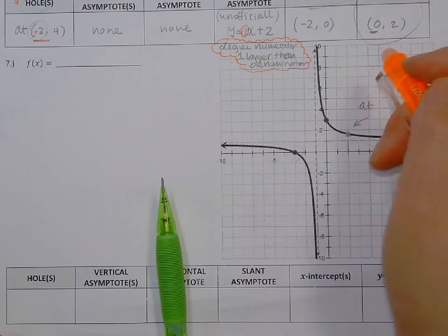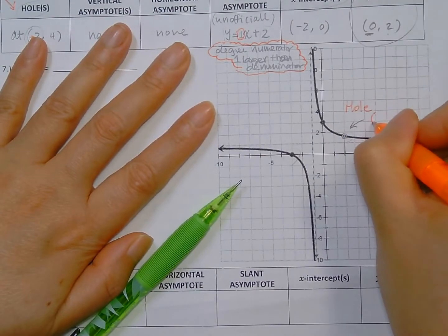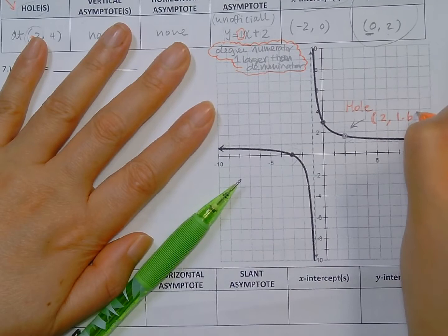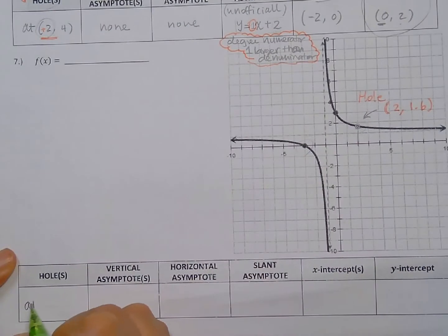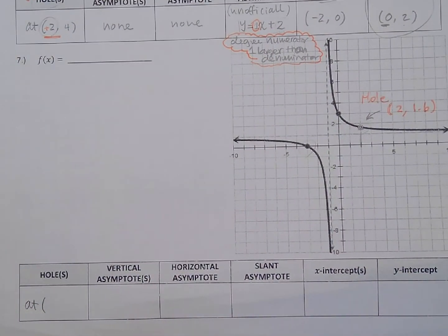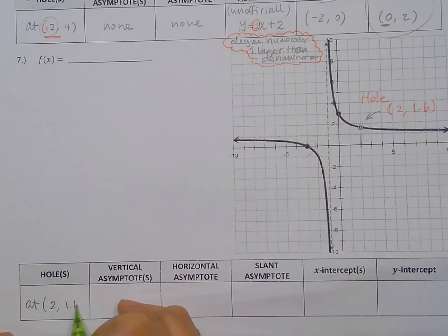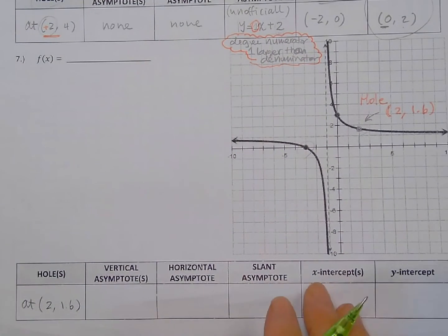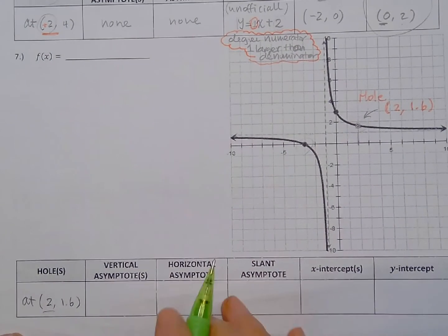Let's use this hole at about 2, 1.6 approximately, right? Then hole at around 2, I don't know, 1.6, 1.5. It doesn't matter because you remember we only need the accurate x coordinate of it, right? So let's just approximate it for now, okay?